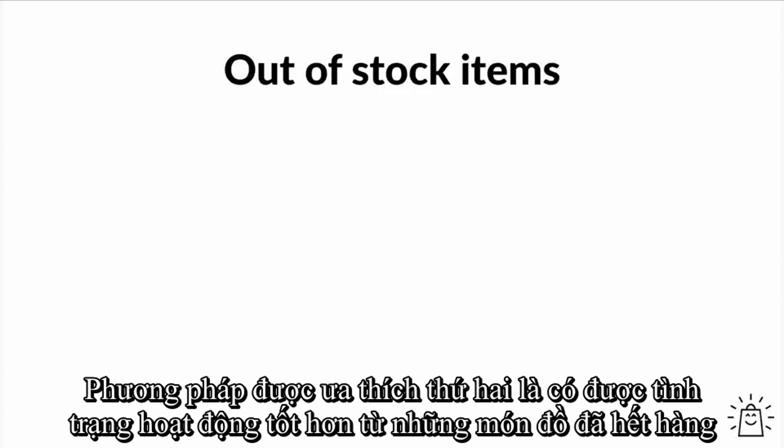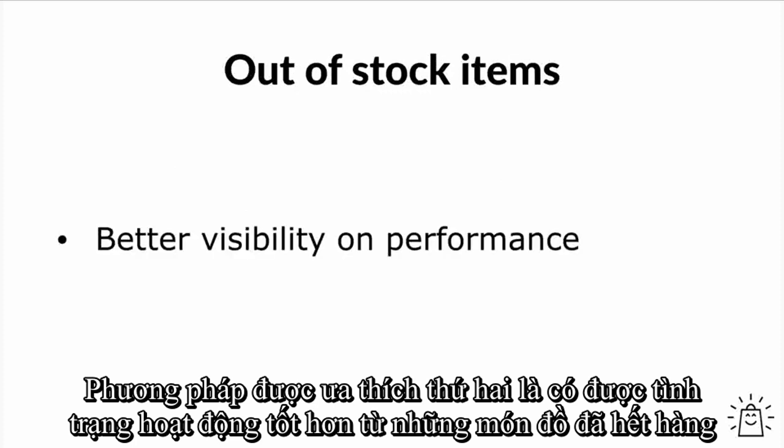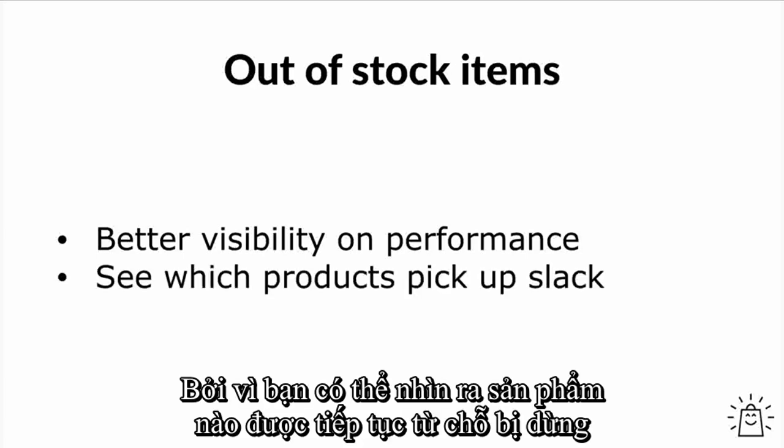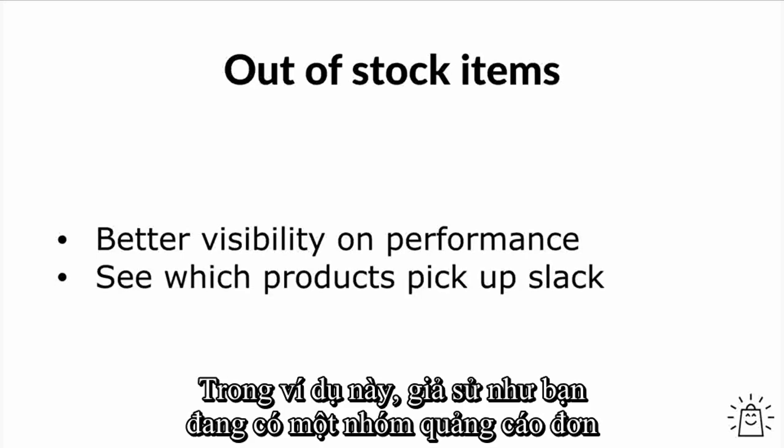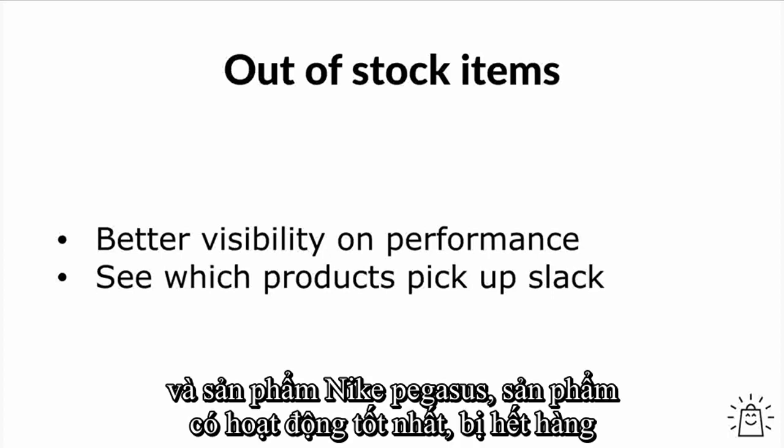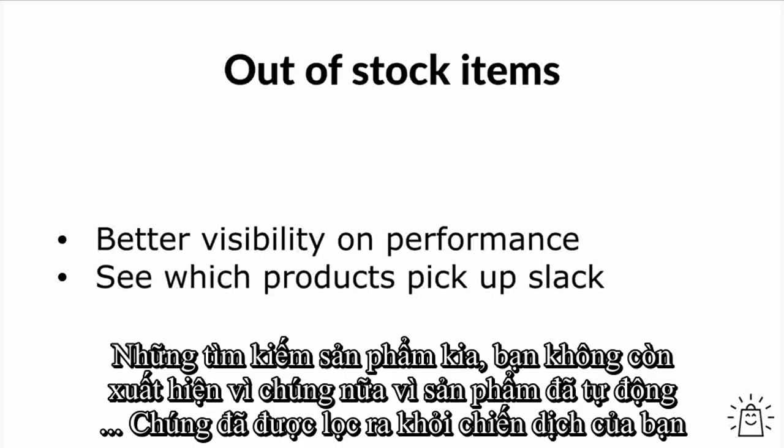A second advantage is that you get more visibility on the performance of out-of-stock items, because you can see which products pick up the slack. In this example, let's say you have a single ad group, and the Nike Pegasus, which is the best performing product, goes out of stock. Well, those product searches, you won't appear for those anymore, right? Because the product automatically is filtered out of your campaigns.